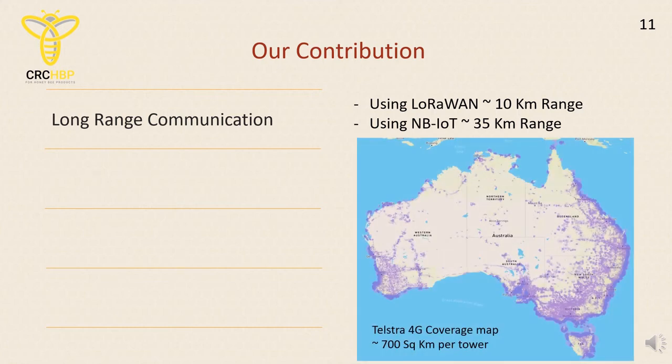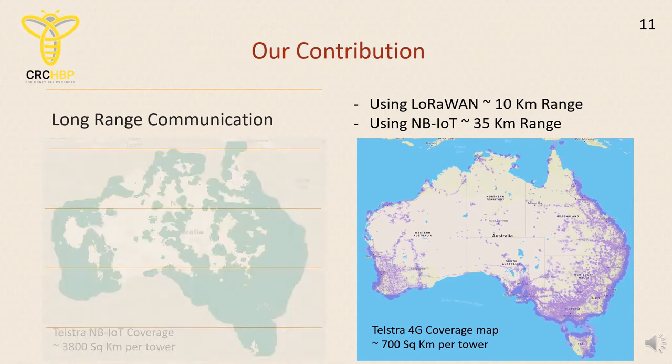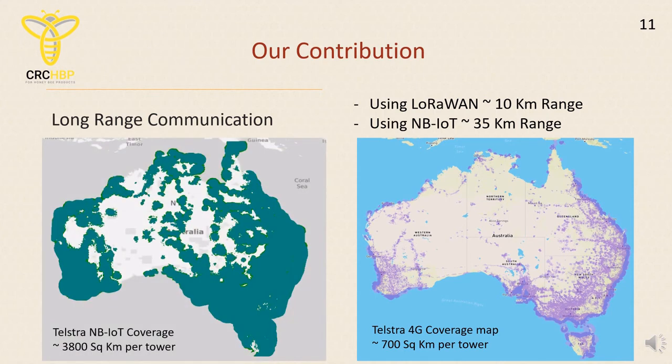Here we have the 4G coverage map of Telstra, where each tower roughly covers an area of 700 square kilometers. And this is the NB-IoT coverage map from Telstra, where each tower covers an area of approximately 3,800 kilometers. As we can see, it is a significantly larger area, and our sensors are able to communicate from a lot of remote sites. However, this extra NB-IoT coverage comes with a downside: low data rates of around 200 kilobits per second. Also, for LoRaWAN, we are allowed to use 3 seconds of airtime per sensor per day.